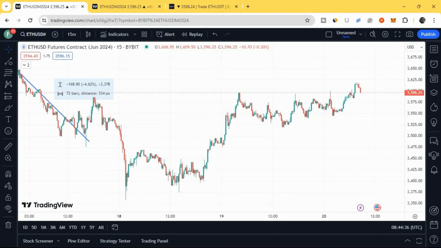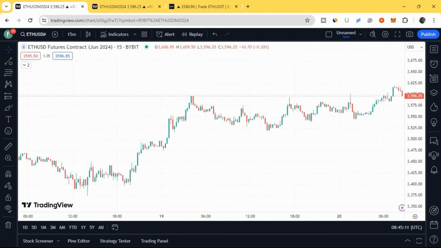Now, we've talked about trends. We've talked about time frame. The next thing we want to talk about is the indicators we want to use for this. Now, there are 2 indicators I'll be using for this.